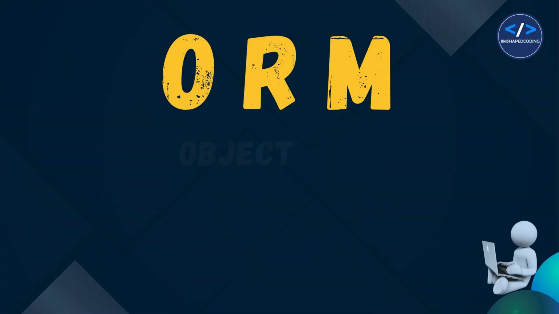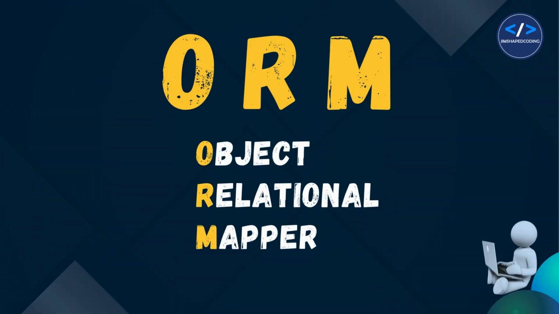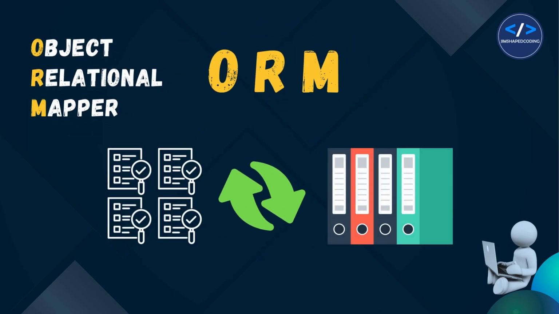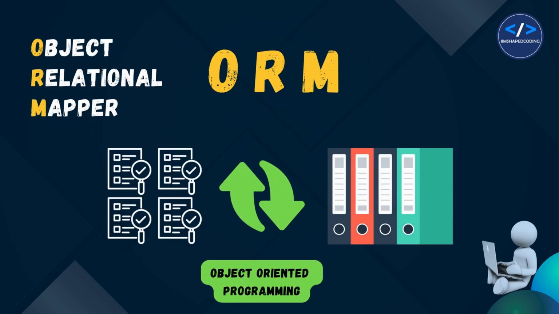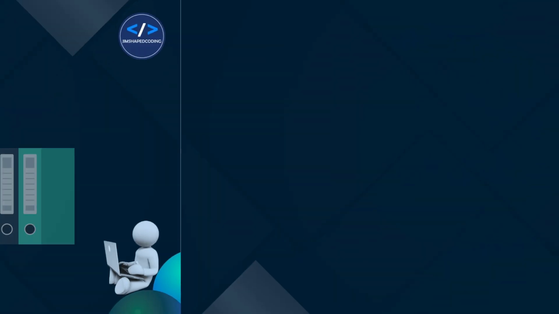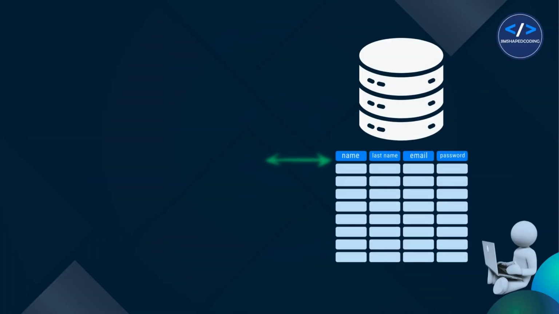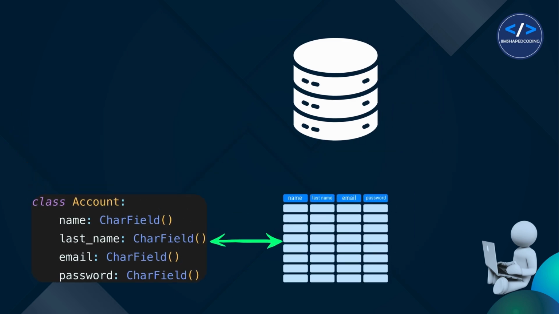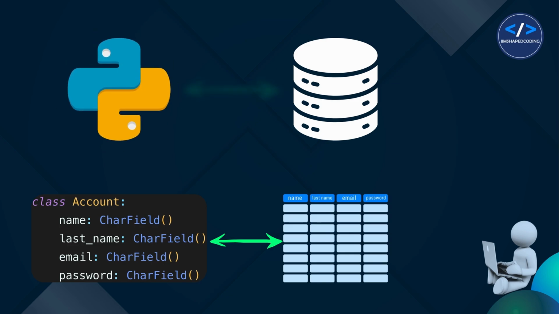ORM stands for Object Relational Mapping. It is a programming technique that enables data conversion between different types of systems using object-oriented programming languages. In Python, ORM simplifies database interactions by allowing you to use Python classes and objects instead of writing raw SQL queries. This abstraction layer makes working with databases more intuitive and aligns with Python's object-oriented principles.